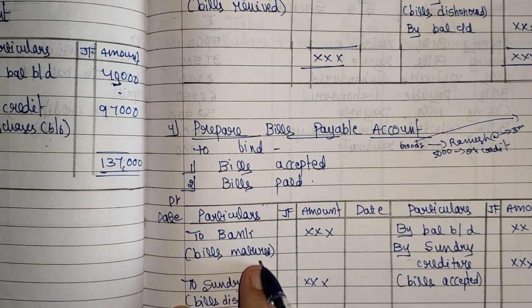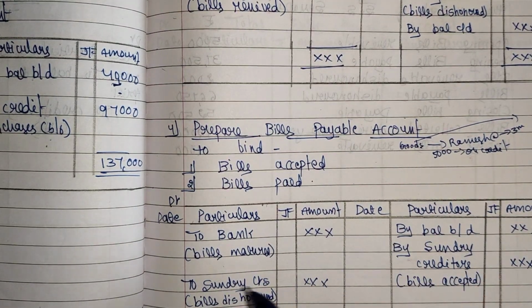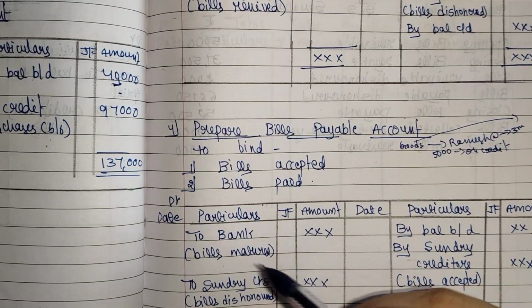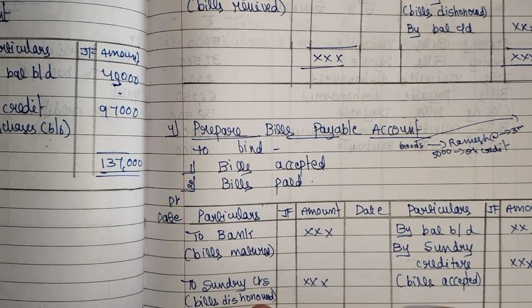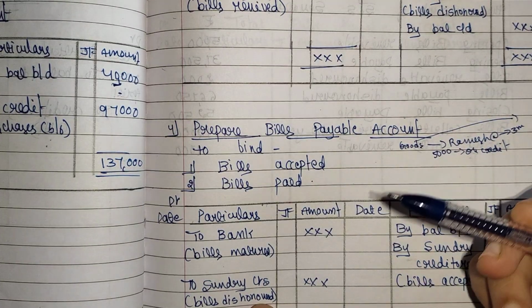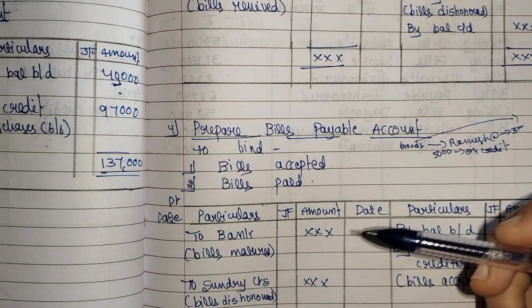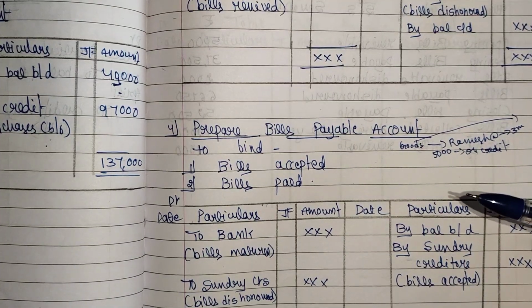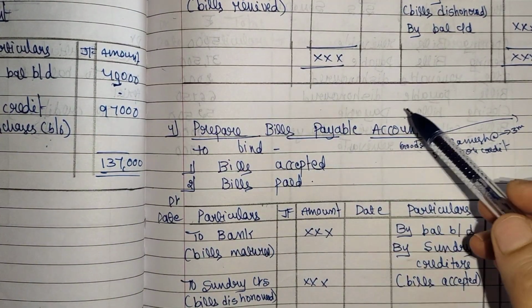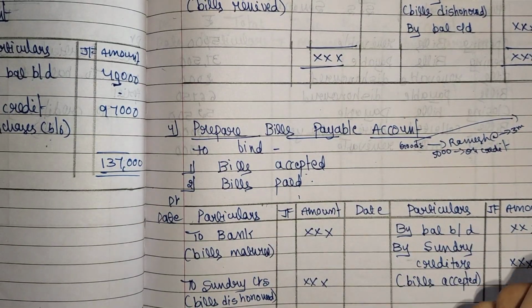Now go to the debit side. To bank means bills matured. Bills matured means you paid the bill on the due date. And next one, to sundry creditors, bills dishonored. It means you failed to pay the bill. After that, to balance carried down means closing bills payable, bills still unpaid at the end. So if we prepare the bills payable account, we are able to find bills accepted and bills paid. Bills paid means you paid the bill on the due date.